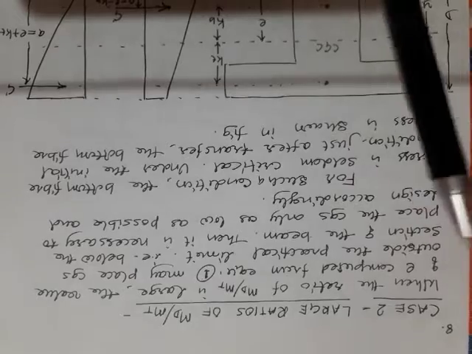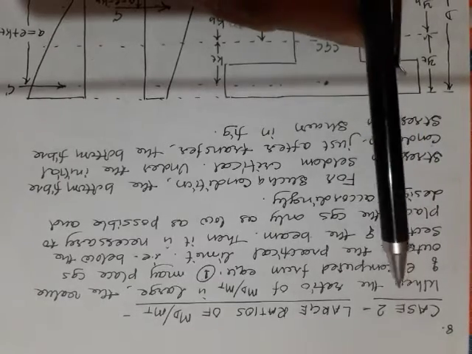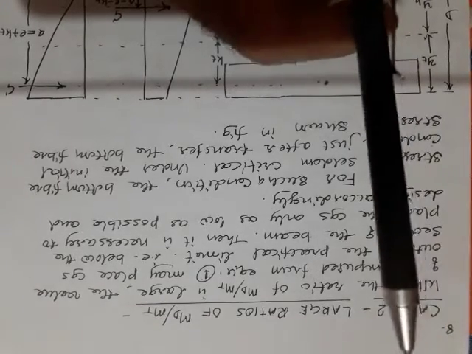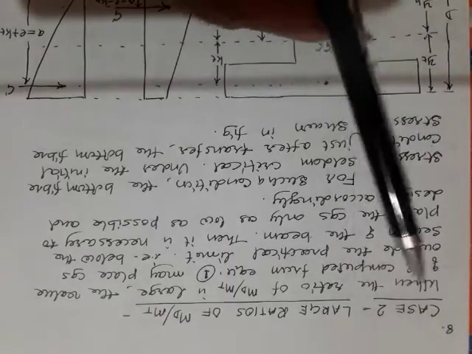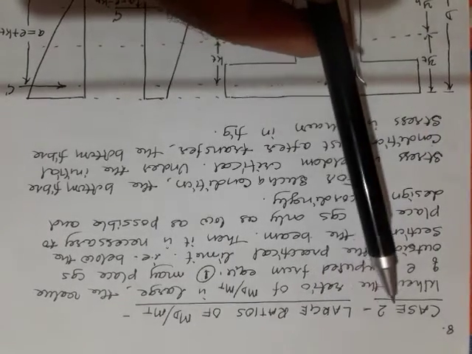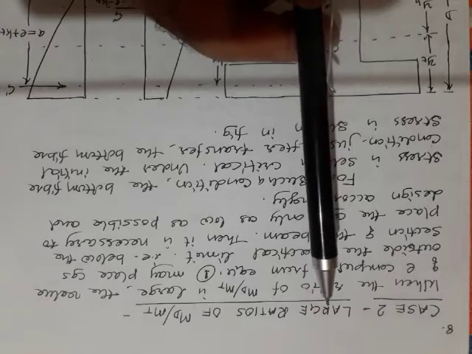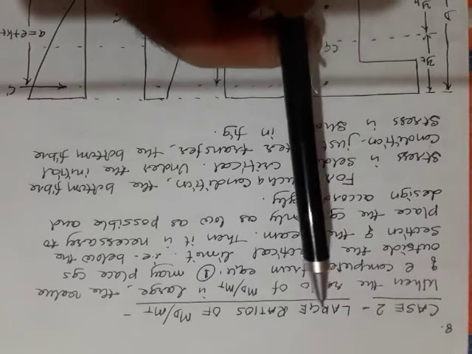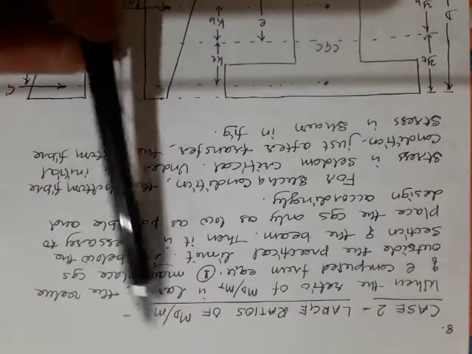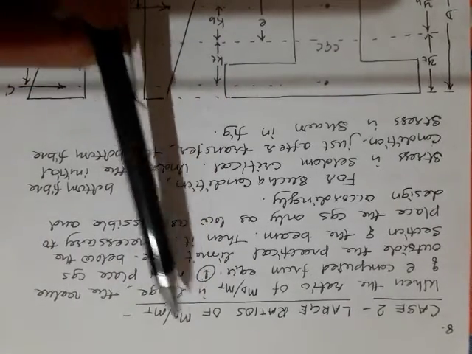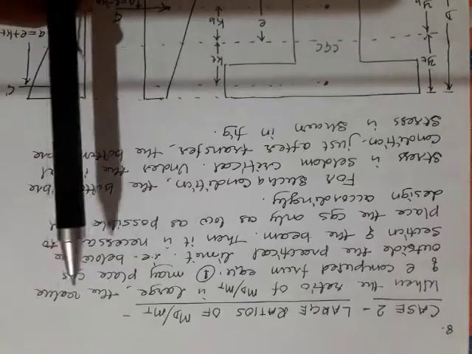In the last class we have seen case one, wherein it was small ratios of MD by MT, in the sense that the MD by MT ratio was less than 0.2. Now we shall pass on to case two, wherein we are seeing how to deal with large ratios of MD by MT. Large ratios of MD by MT means MD by MT is greater than 0.2.